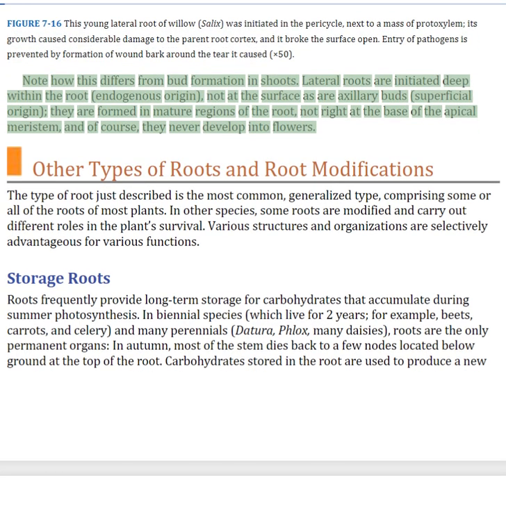Note how this differs from bud formation in shoots. Lateral roots are initiated deep within the root, not at the surface as are axillary buds. They are formed in mature regions of the root, not right at the base of the apical meristem, and of course, they never develop into flowers.